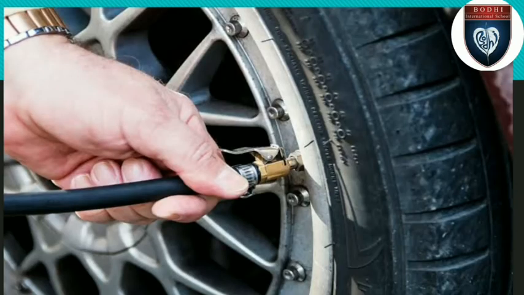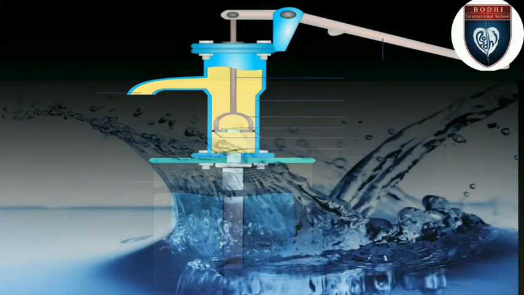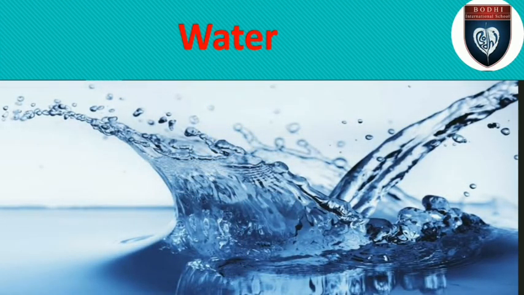Even in your cycle's tire, they are filled with compressed air. They can bear the weight of a vehicle and help it to move. A hand pump functions due to air pressure. When the handle is brought up, the air pressure inside the pump is reduced and water moves into the occupied space.